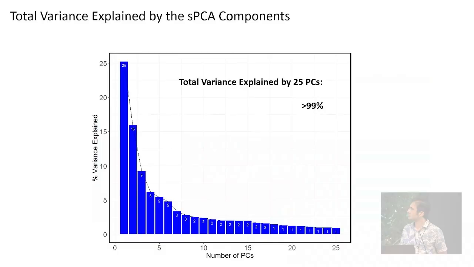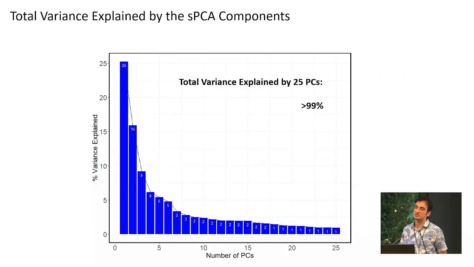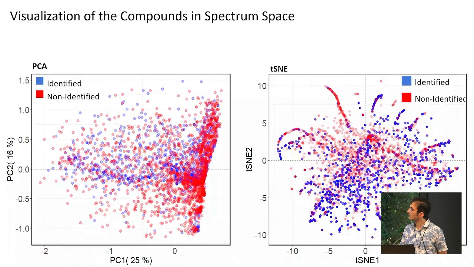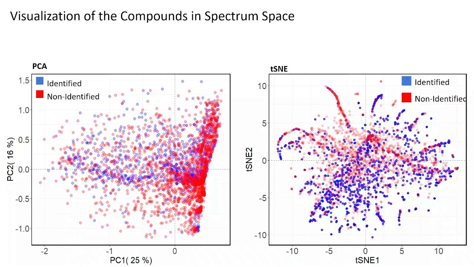So this shows that 99% of the total variance of the data is described by 25 PCs. So we do not need to work with 30,000 dimensions. Only 25 PCs work as well. And these are the score plots of the PCA and t-SNE, which show that identified and non-identified molecules are very overlapping. So it intensifies the hypothesis that we can use the MS spectra of the identified molecules for prediction of the non-identified molecules. So the data exists in there, and we can use identified for prediction of the non-identified.